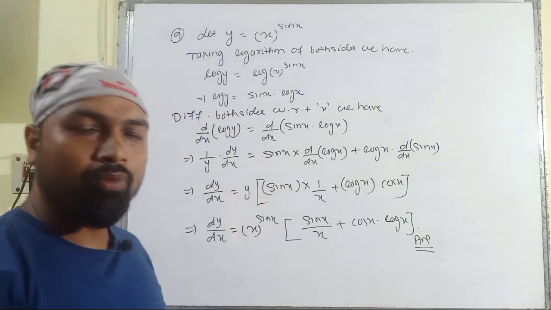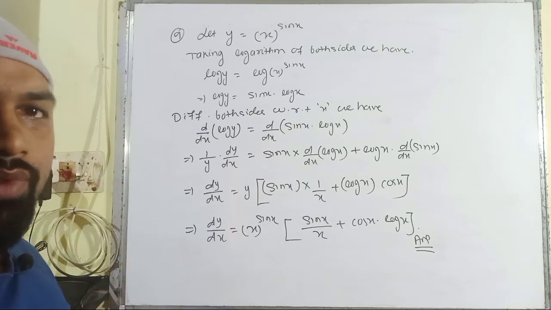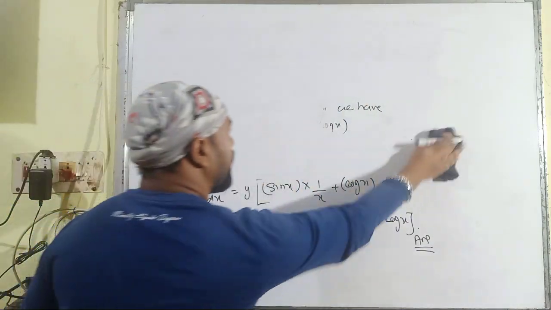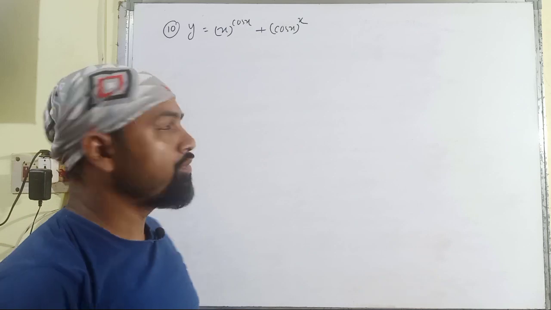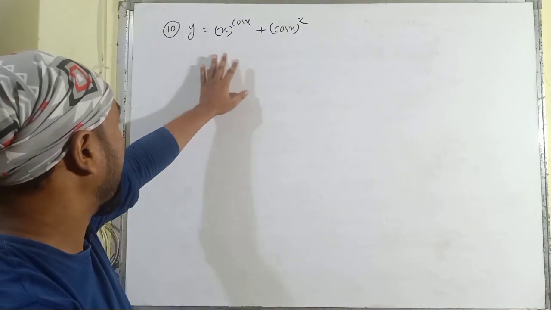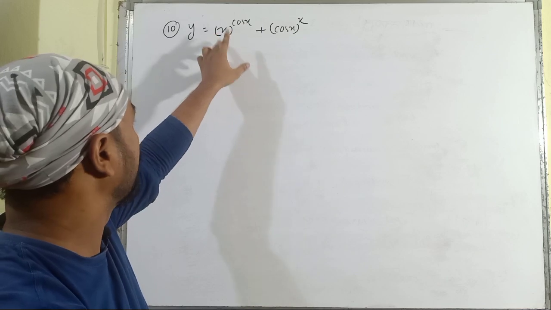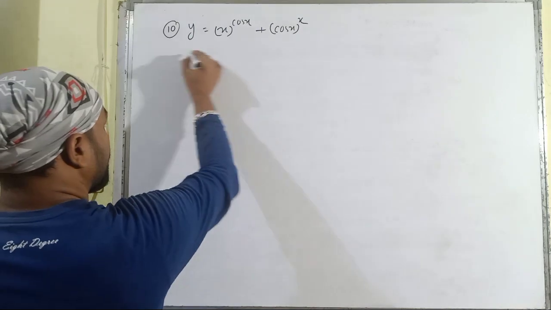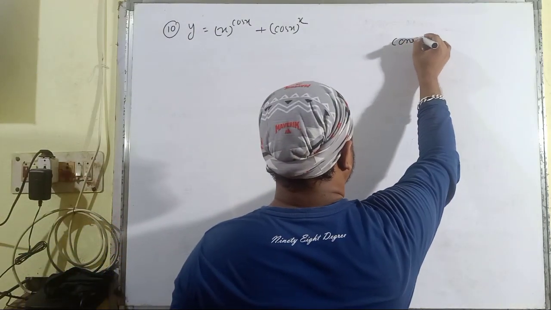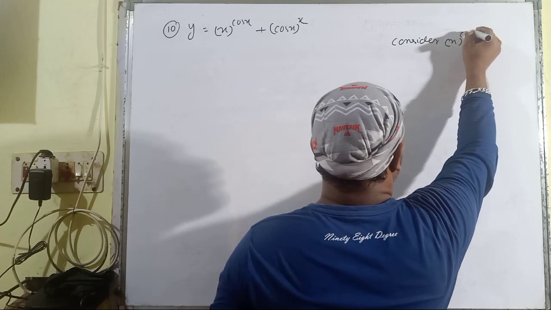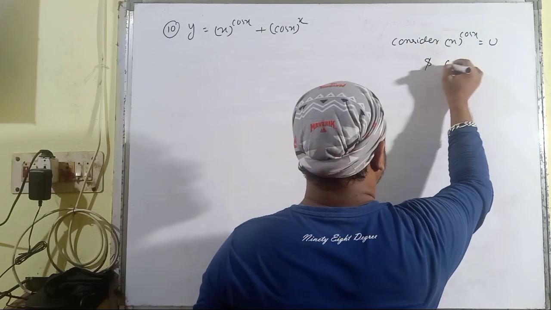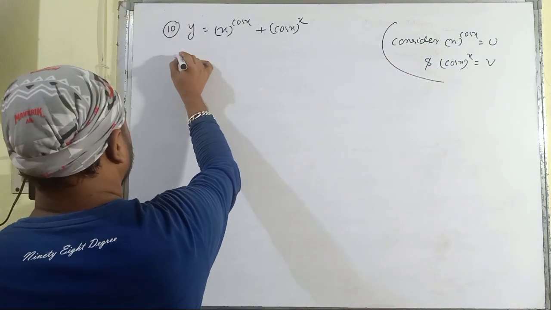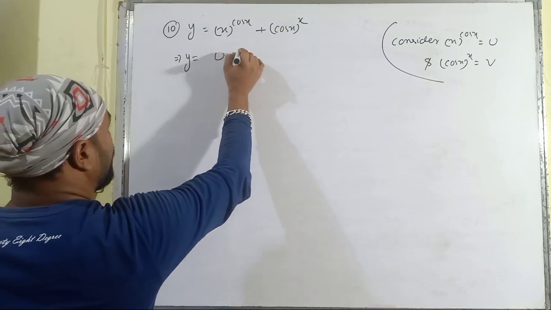Then coming towards the last problem of this current video session, that is the problem number 10, which is a very lengthy problem, as it contains two types of functions. One is x to the power cos x, and the second one is cos x to the power x. First of all, we have to consider x to the power cos x as u, and cos x to the power x as v. Now y is equal to u plus v.